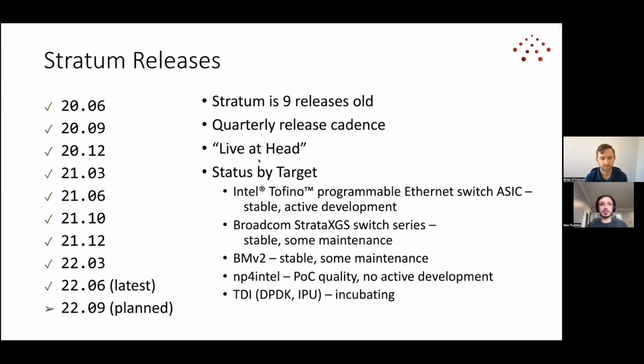Let's go over our supported targets and their state as of right now. On the Tofino ASIC, we have reached a stable base and continue to undertake active development to address the needs of projects. More details on the next slide. The Broadcom side is mostly stable as well and sees only minor maintenance fixes as of right now. The same goes for the BMv2 software switch target. Support for the Intel NP4 FPGA remains at a proof of concept level, and there's no active development efforts right now, but that might change in the future.